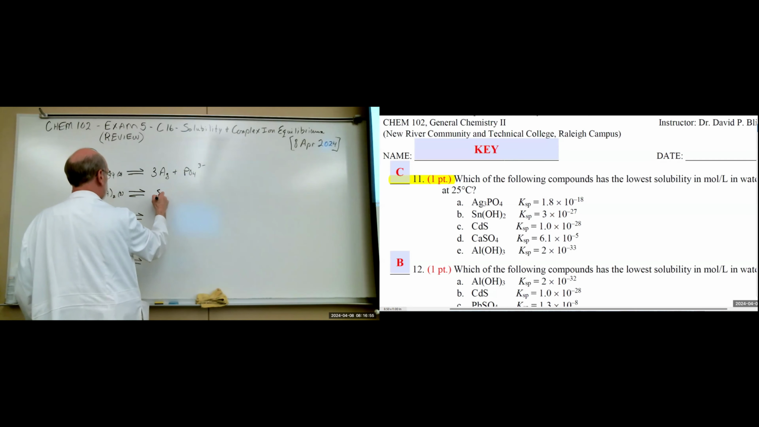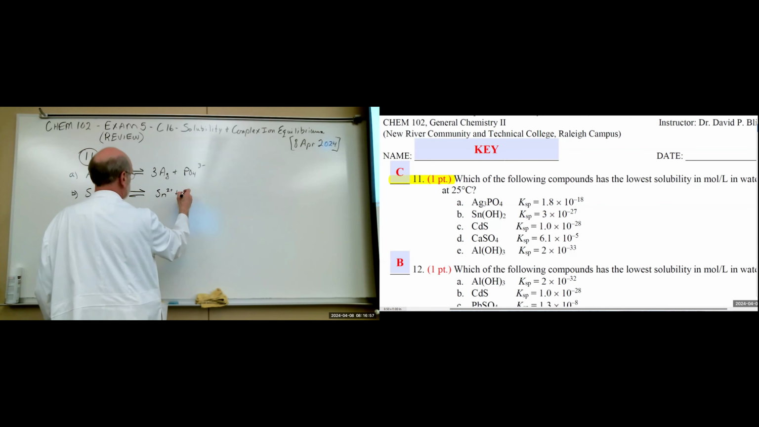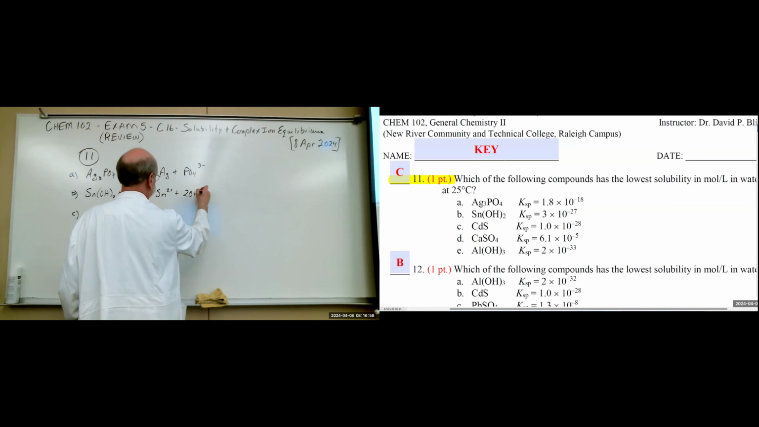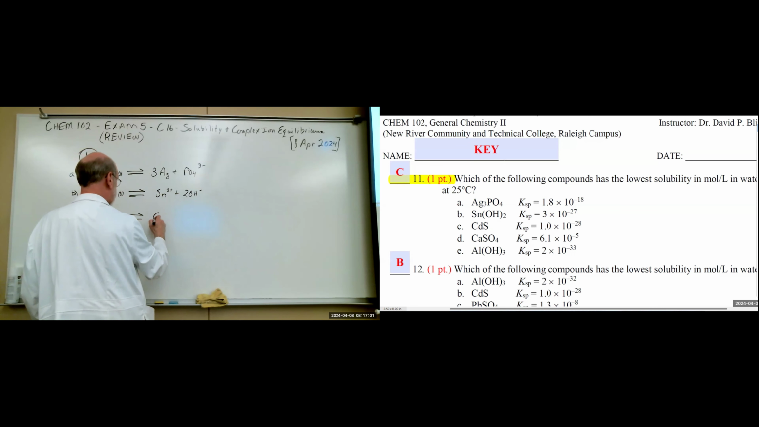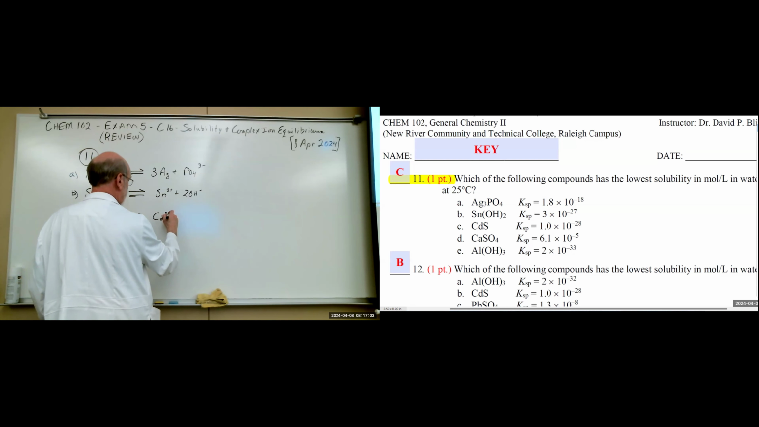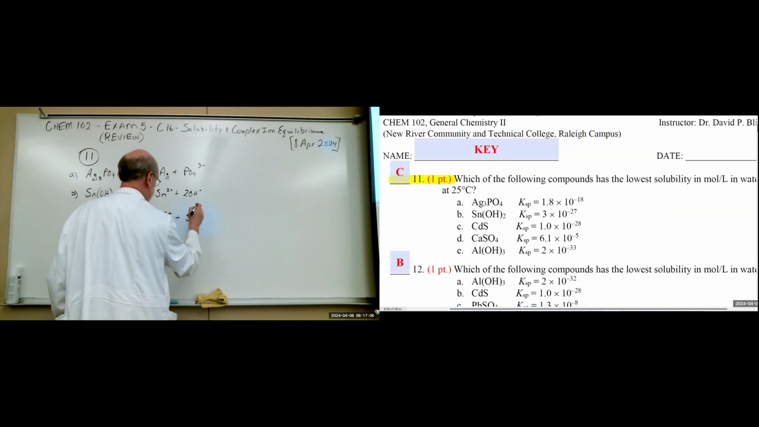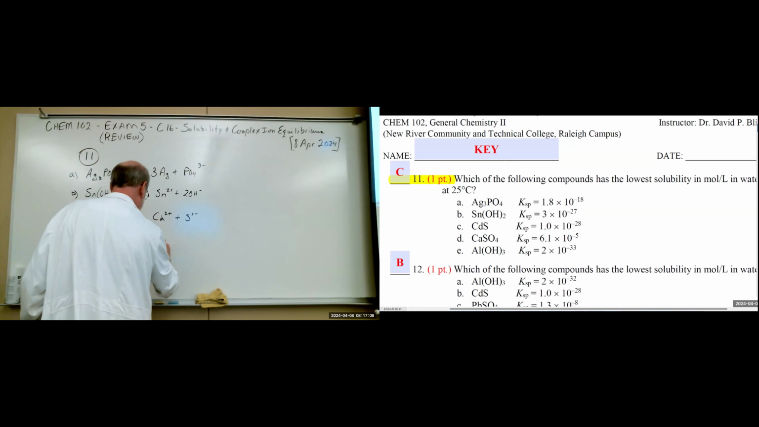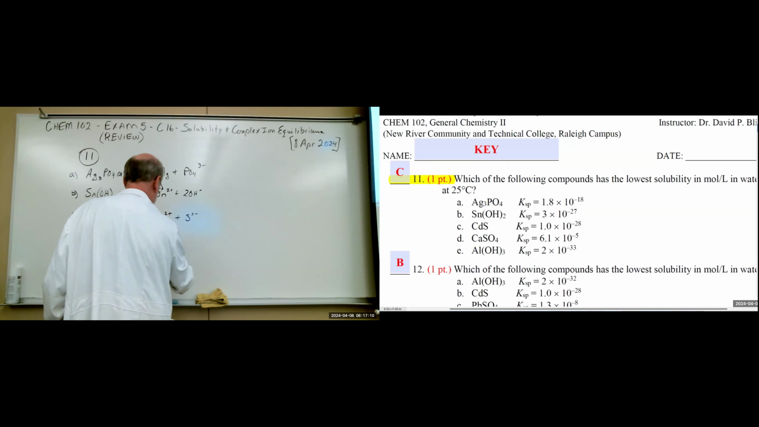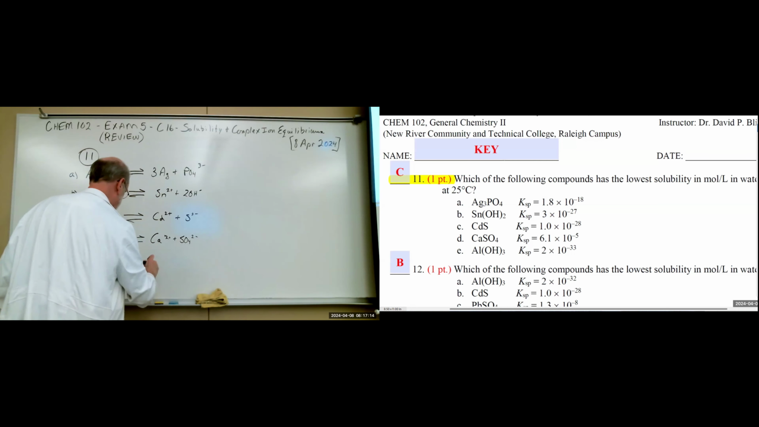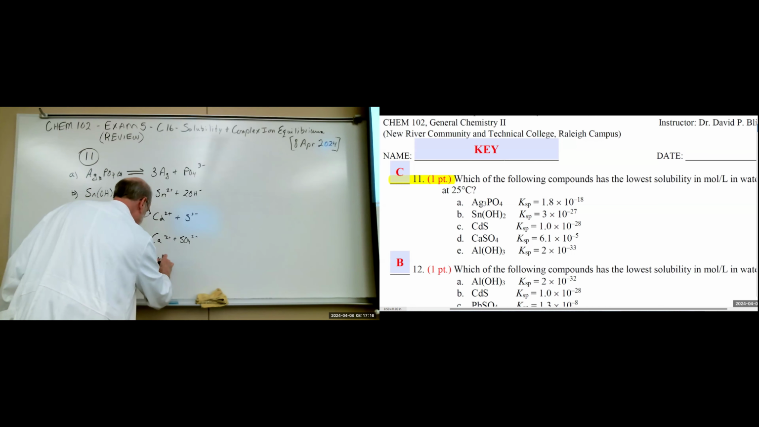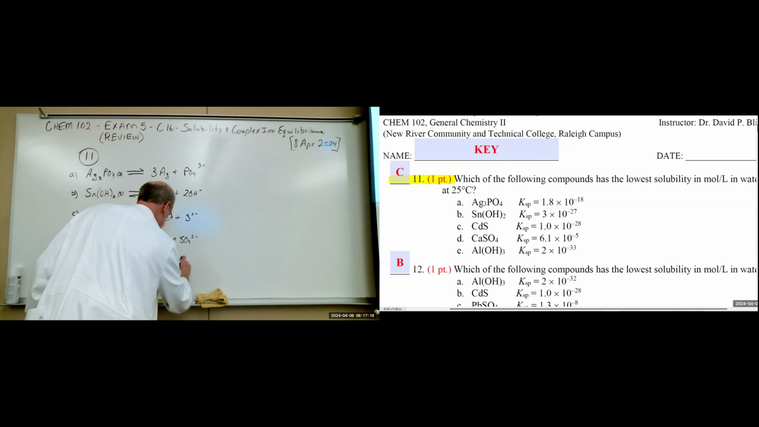This one's going to produce 1 tin and 2 hydroxyls. This one's going to produce 1 cadmium and 1 sulfide. And this one's calcium and sulfate. And the last one, aluminum and 3 hydroxyls.